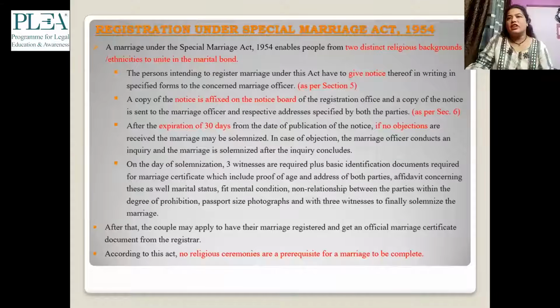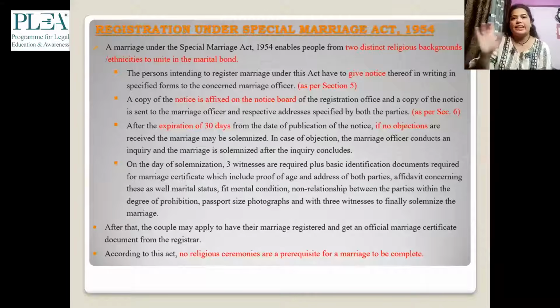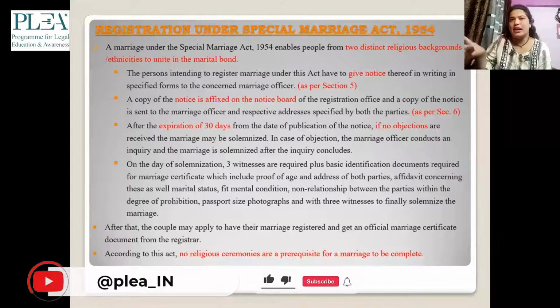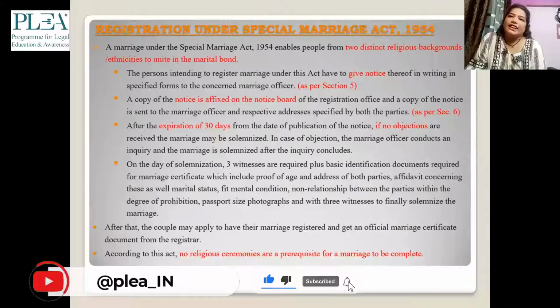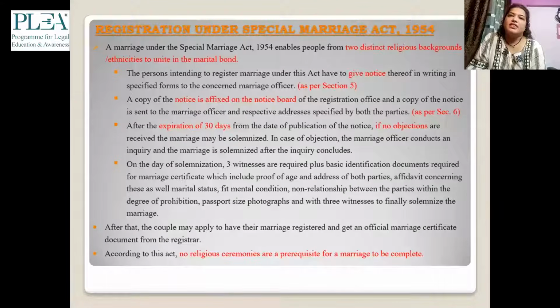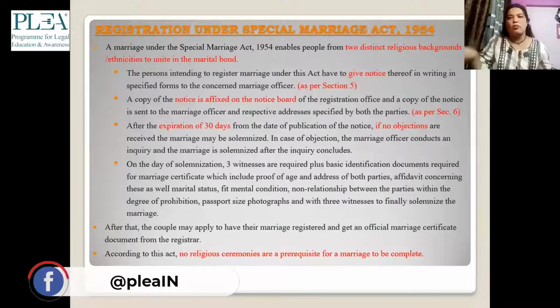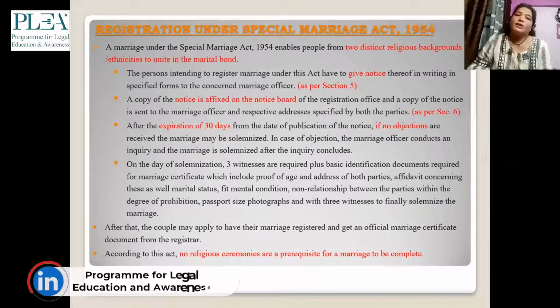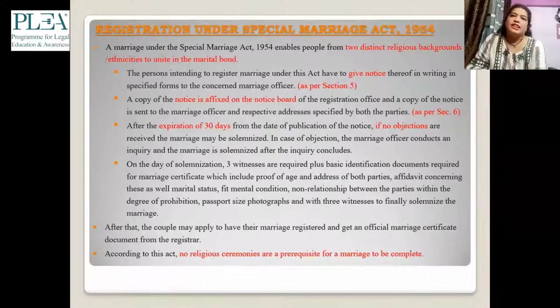You have to go to the marriage registrar of that district, file the application, and thereafter give notice in writing. It specifies all the details of the marriage, the parties etc., who the boy is and who the girl is, and you have to file it with the concerned marriage officer as per section 5 of the Special Marriage Act. Then a copy of that notice is affixed on the notice board of the registration office, and one copy is also sent to the addresses of the respective parties, a notice to the boy's and the girl's homes, as per section 6 of the Special Marriage Act.